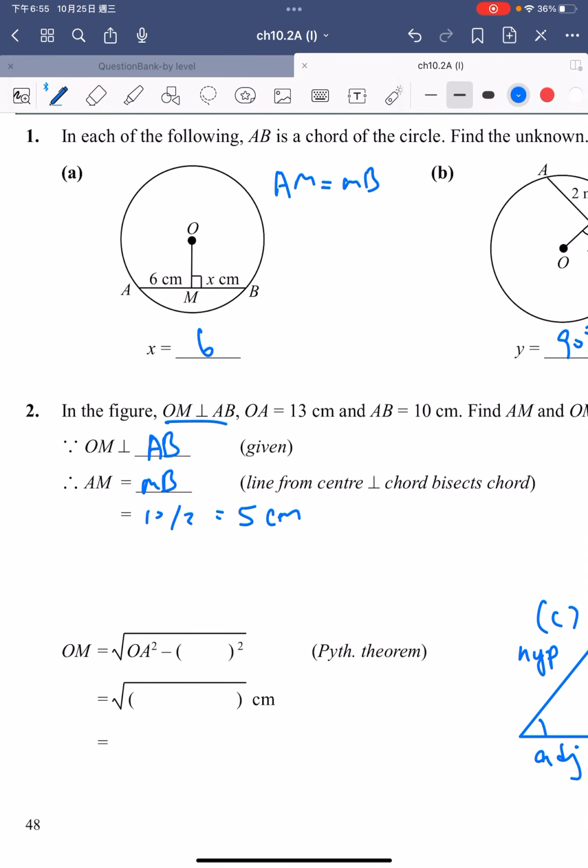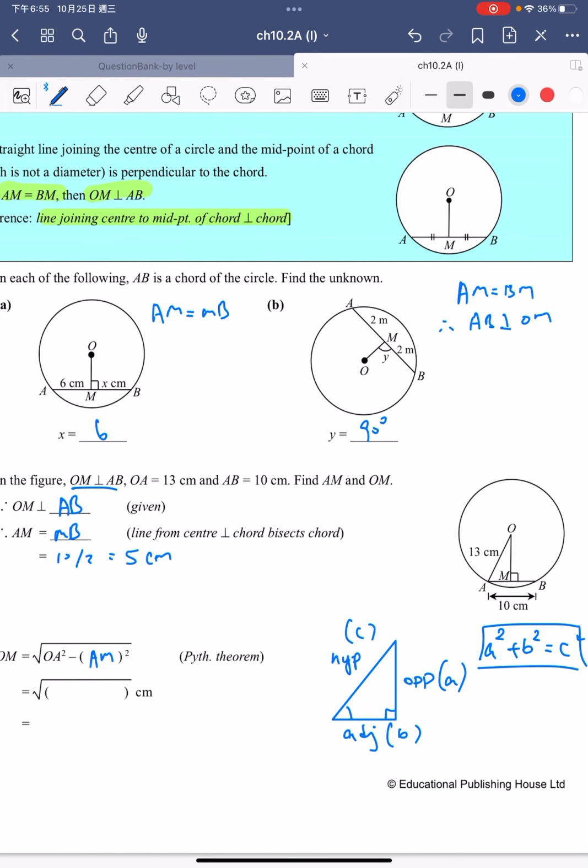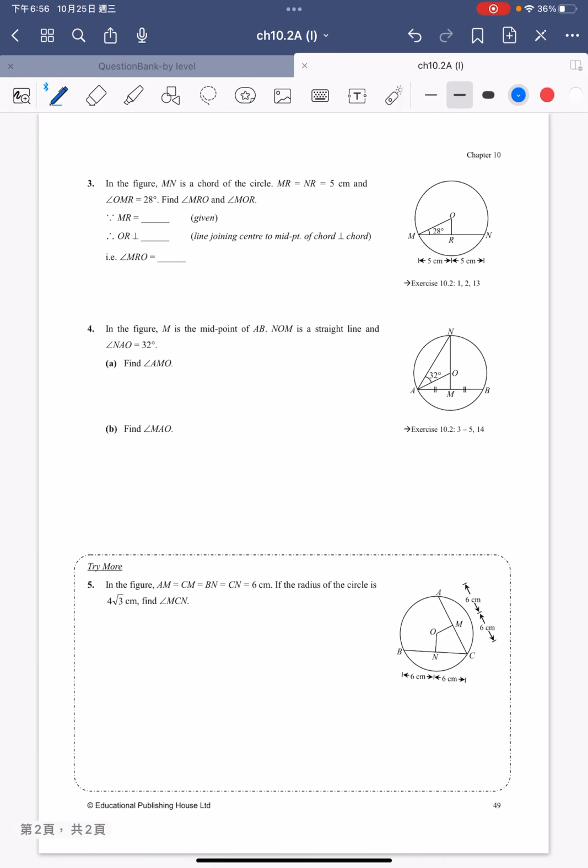The OM is going to be equal to the square root of OA squared minus AM squared. So it's going to be the square root of 13 squared minus 5 squared, that's square root 144, which gives you the length of 12 cm. Alright, so that's for the first two questions. Let's go on to the third one.